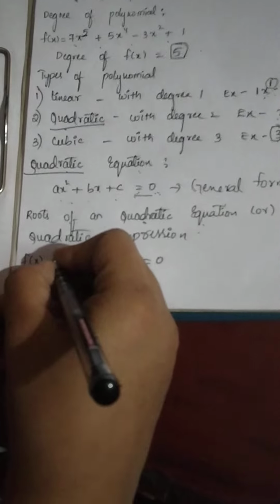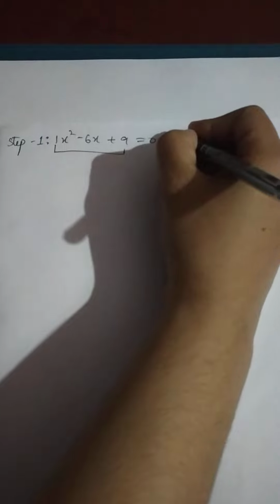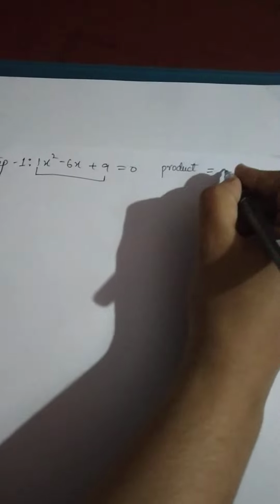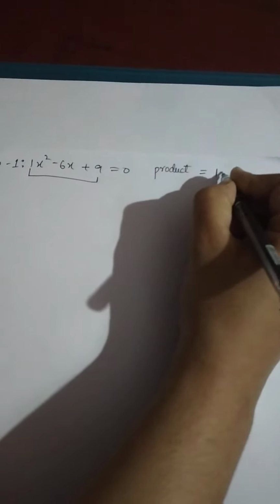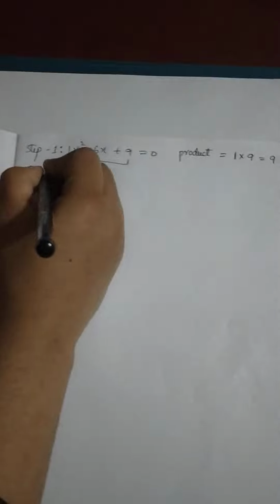So here, what is the coefficient of x square? It is 1, right? So the first step is to take the coefficient of x square and the constant, and take the product of them. What is the coefficient of x square? 1. Product means multiply, and the constant is 9. 1 into 9 becomes 9, right?